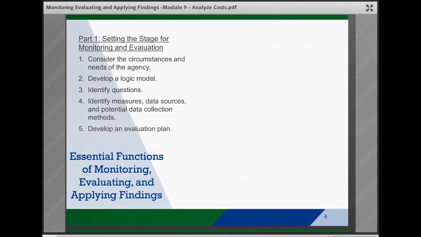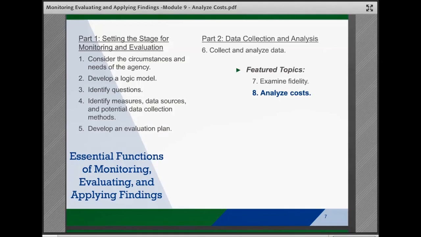Part 1 is setting the stage and includes considering the circumstances and needs of the agency, developing a logic model, identifying questions, and identifying the data measures, sources, and collection methods that will answer them, and then developing an evaluation plan. Part 2 is collect and analyze data.